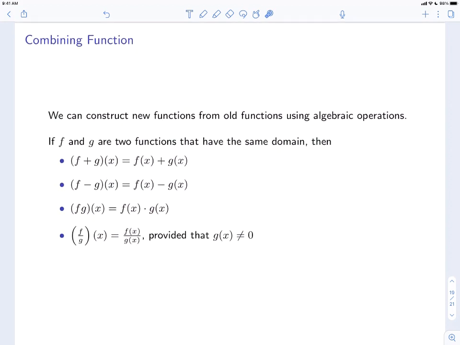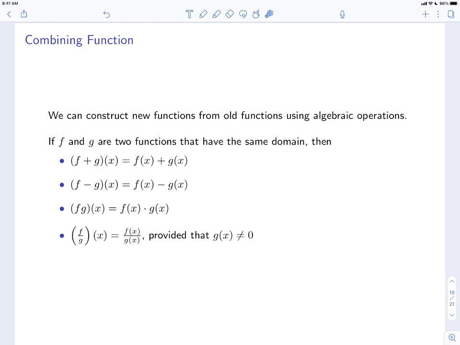It's also possible to construct new functions from old functions using certain algebraic operations. If f and g are two functions that have the same domain, then you can add them together, subtract one from another, multiply them together, or divide one into the other. In that case, you have to make sure that you're not dividing by 0. The function f plus g is obtained by simply adding together the outputs for f and the outputs for g.